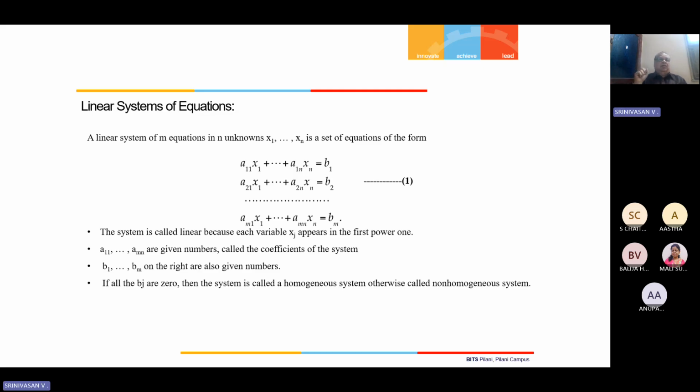The system is called linear because, as you know very well, each of the variables has a maximum power of 1. a11, a12, etc., amn are given numbers called the coefficients of the system. They form the entries of your matrix capital A, called the matrix of coefficients. b1, b2, etc., bm on the right are also constants. If all the bj's are 0, then the system is called a homogeneous system. Otherwise, it is called a non-homogeneous system, which you are of course already familiar with.